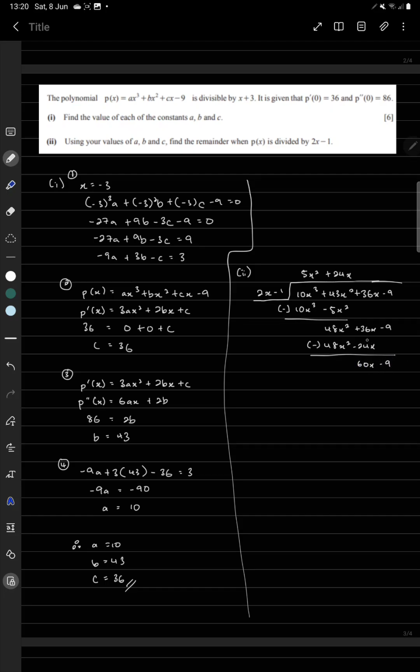Now 60x divided by 2x is going to give you 30. Put a negative sign here. 30 times negative 1 is going to give you negative 30. And then you're left with negative 9 minus negative 30, which is 30 minus 9, a remainder of 21. So your answer is 21. Okay.